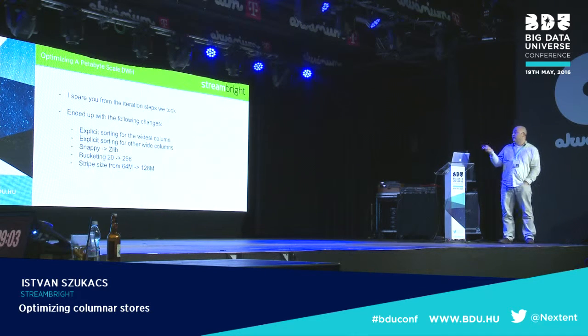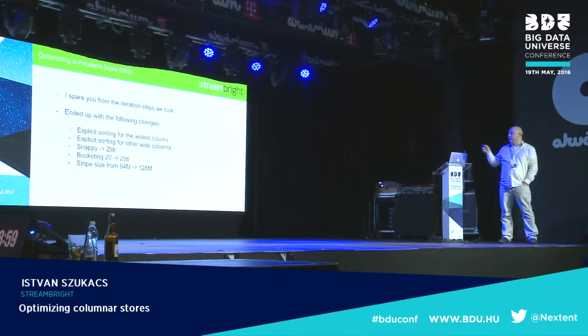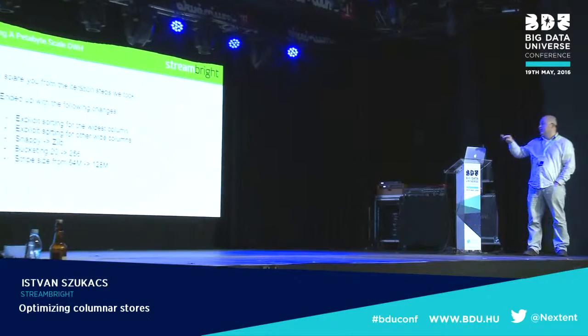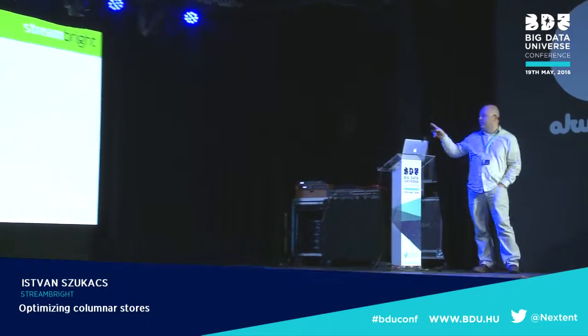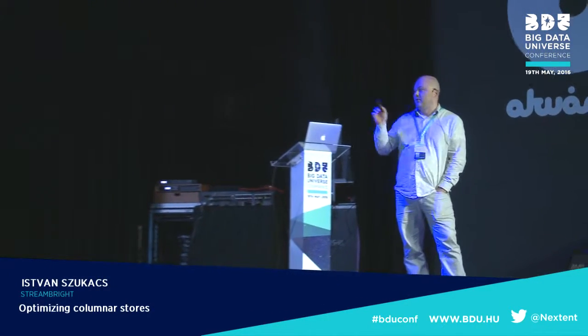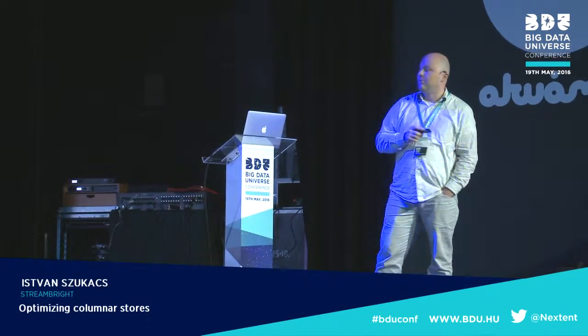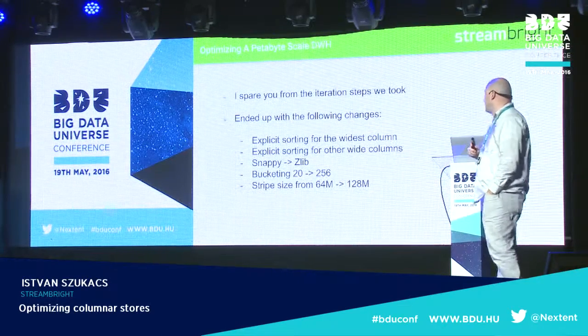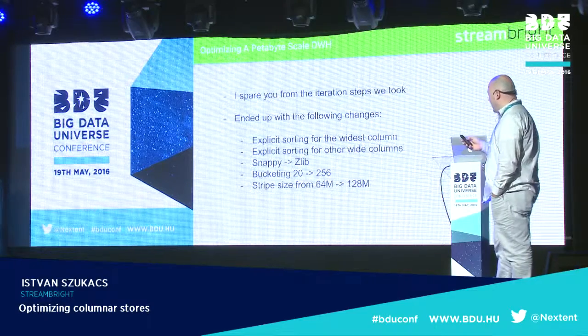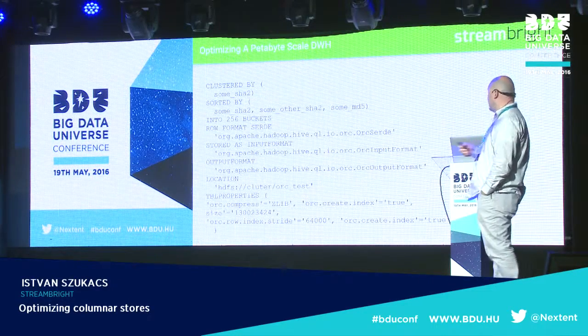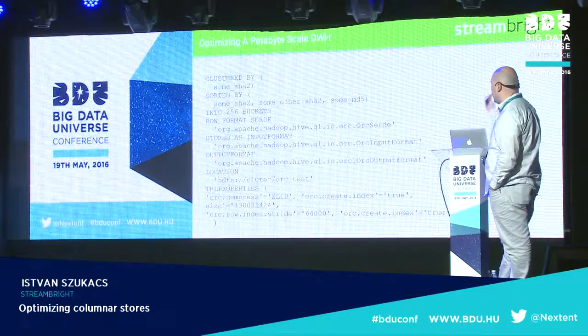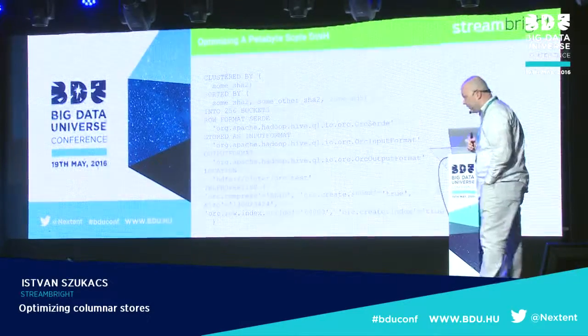I changed the compression algorithm from Snappy to Zlib. I changed the bucketing from 20 to 256. I won't go into details why that happened, but just bear with me. And I also changed the stripe size from 64 megabytes to 128 megabytes. That's the HDFS block size for that Hadoop cluster. And then let's see the numbers. So this is the table create statement.